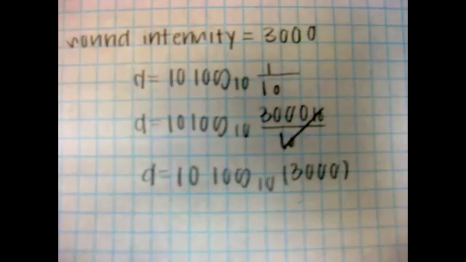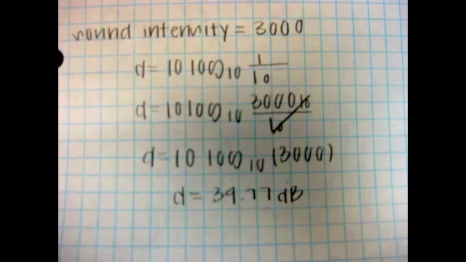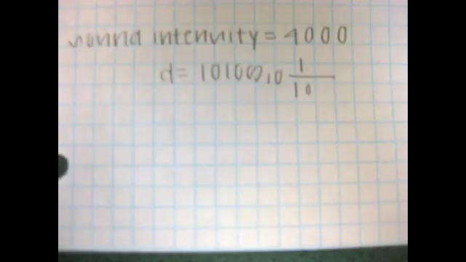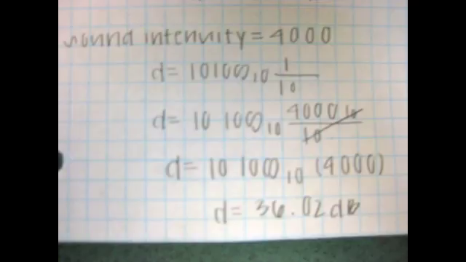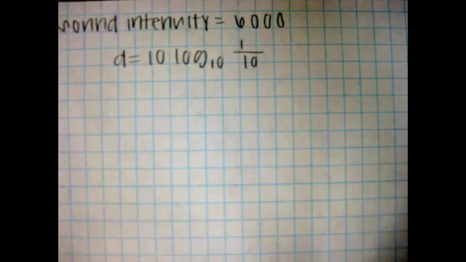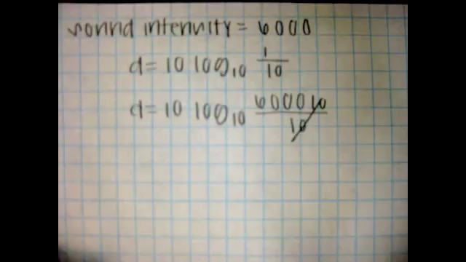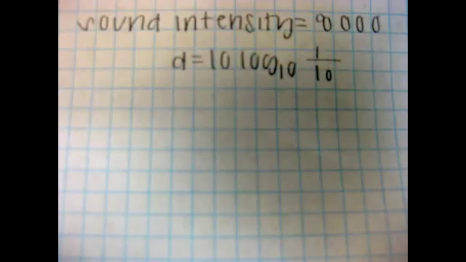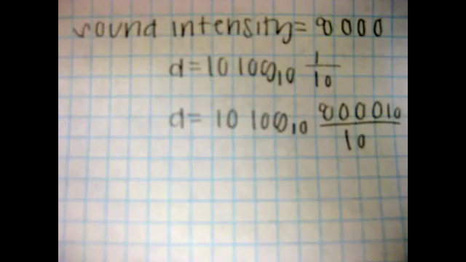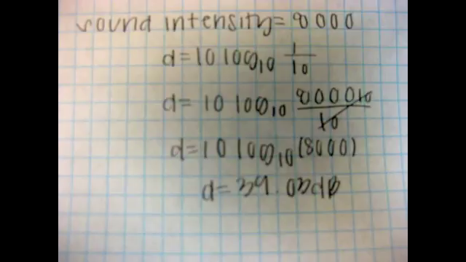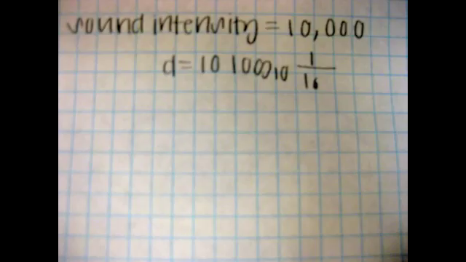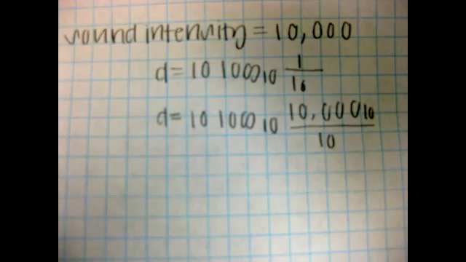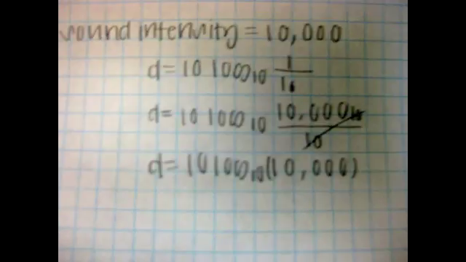Now you're given 3,000 for the sound intensity, same steps as last time, and you get the decibels of 34.77. Now its sound intensity is 4,000, and you get 36.02 decibels. Now sound intensity is 6,000, and you get 37.78 decibels. Now 8,000 for the sound intensity, and you get 39.03 decibels. Now 10,000, and you get 40 decibels.